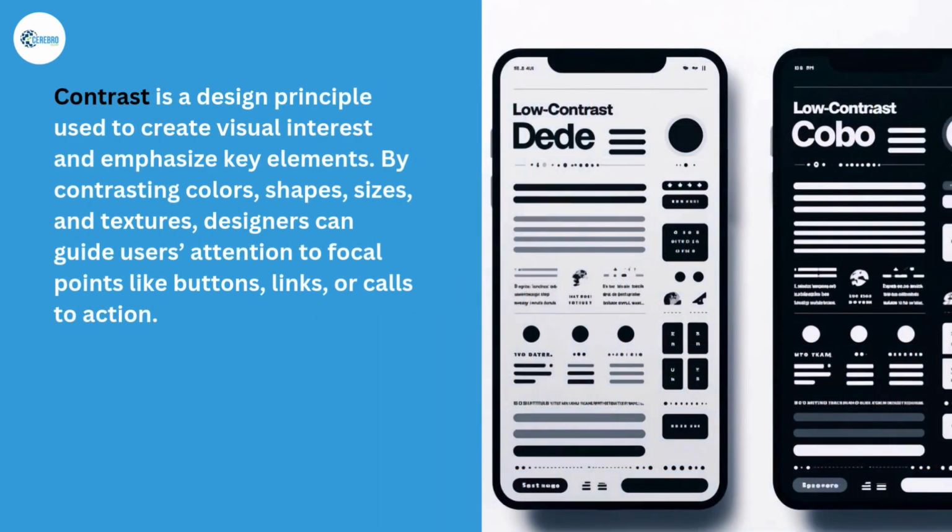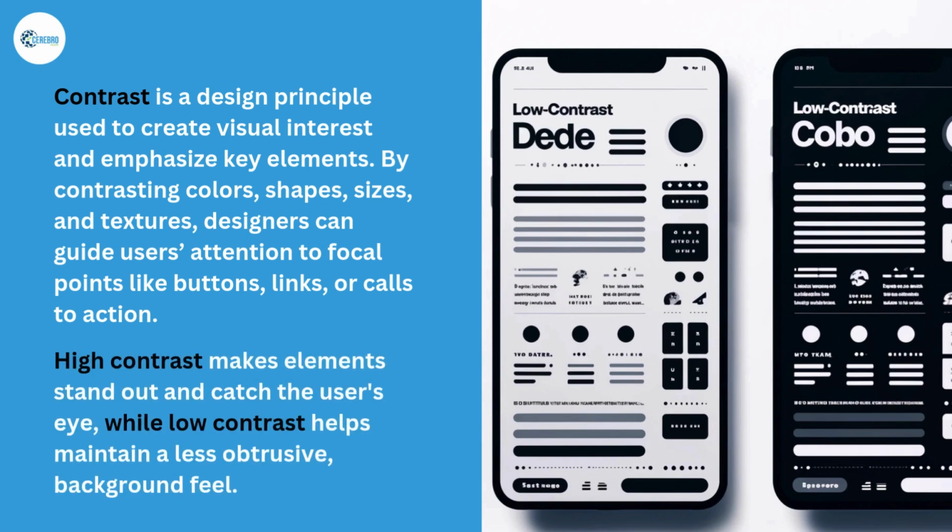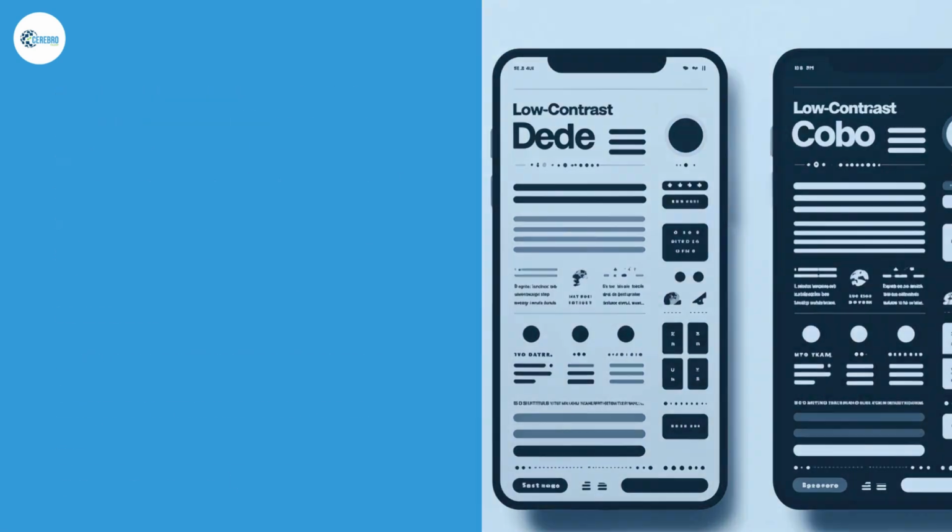Contrast helps create visual interest and focus. By contrasting colors, shapes, or sizes, designers can guide users' attention to key elements, such as buttons, headers, or calls to action. High contrast can emphasize important items, while low contrast can be used for background elements to prevent visual overload. Effective contrast enhances readability and usability, making the design both functional and visually dynamic.